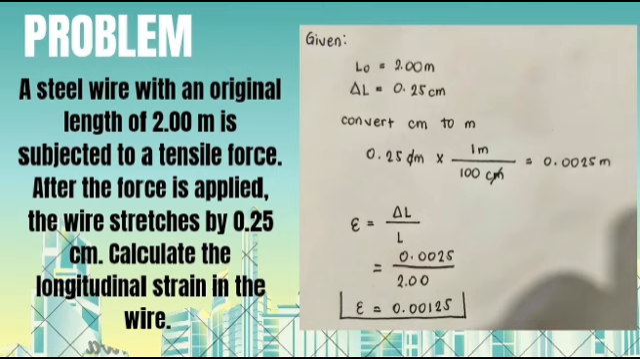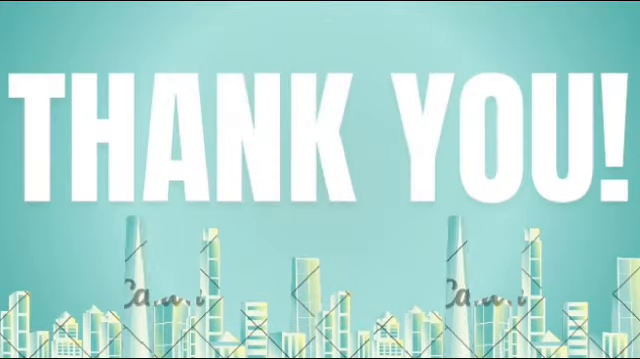So apply the strain formula. Substitute the values into the strain equation. We all know the strain formula. Strain equals change of length over the original length. So strain equals 0.0025 meter over 2.00 meters. So the strain is equal to 0.00125. So the value of strain on this problem is 0.00125. And that's all. Thank you.